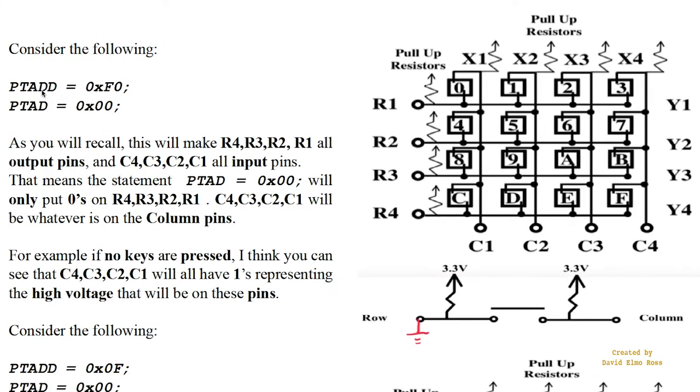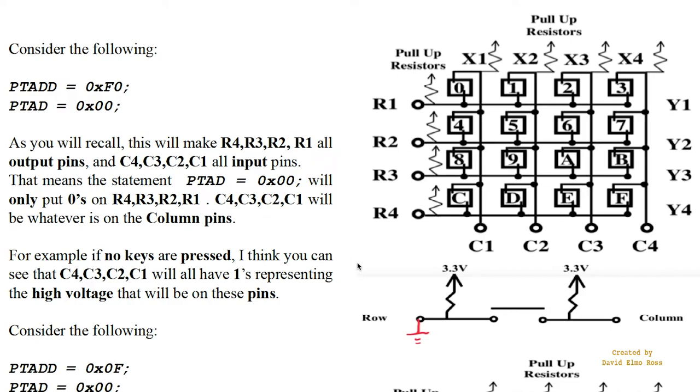Now if we take a look at making port A data direction register F0 and then putting in port A data register a 00, what's going to happen is 00 is going to go out on the row 4, row 3, row 2, row 1 pins, but it's not going to have any effect. There won't be a 0 going out on the others because these are now inputs for the column pins.